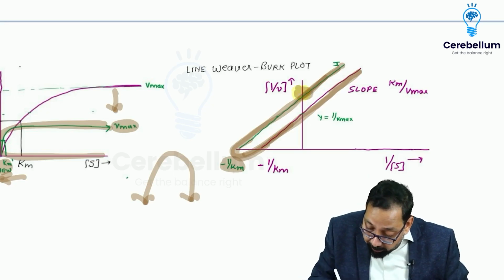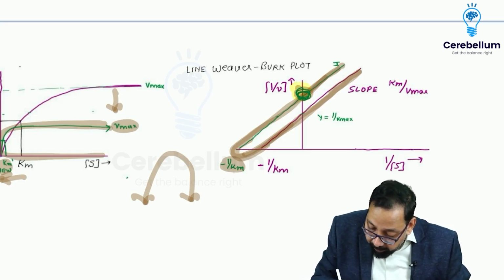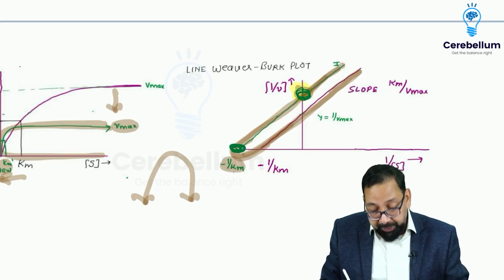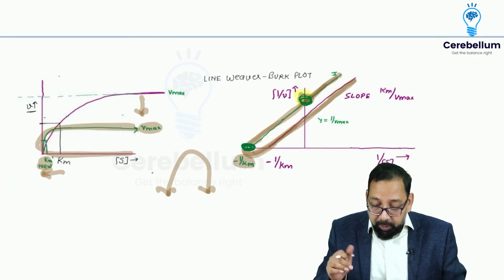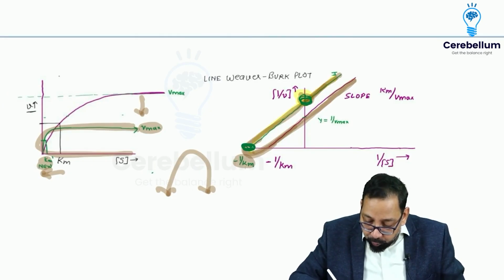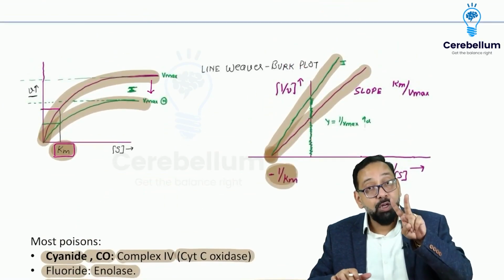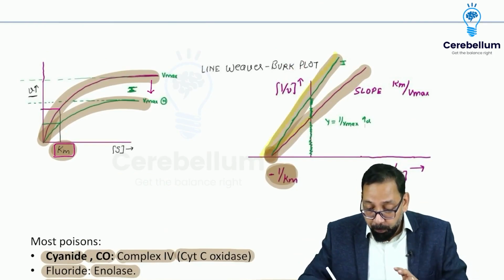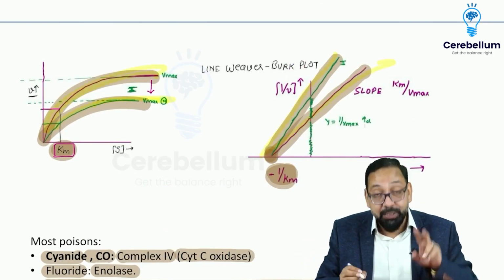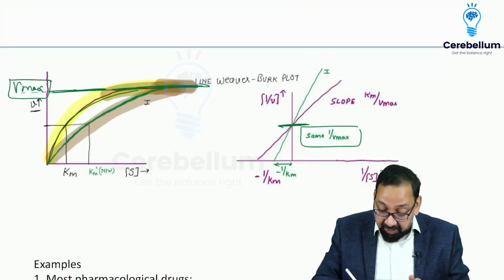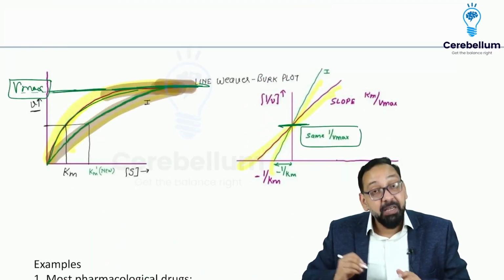So 1 upon Vmax increases, 1 upon Km increases. So this is uncompetitive inhibition, simple mnemonic. If you find a curve U, that is uncompetitive. If you find victory, you have won, no competition left, non-competitive. In this is V. And if competition, they will cut each other. If cutting, that is competitive inhibition.